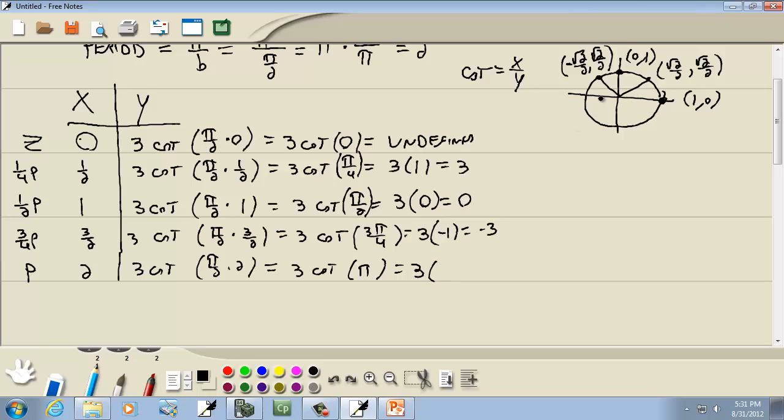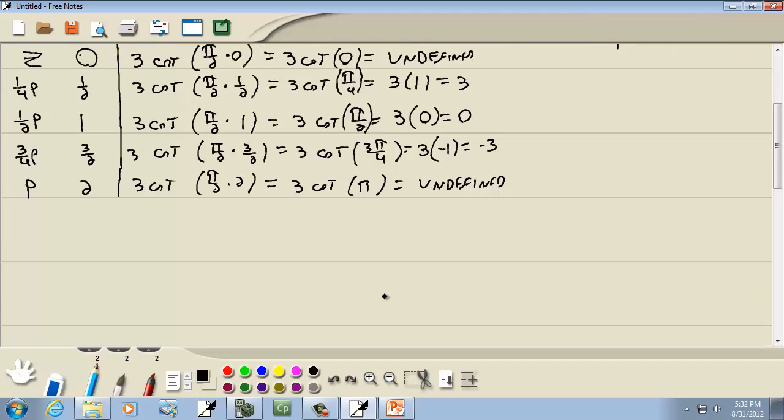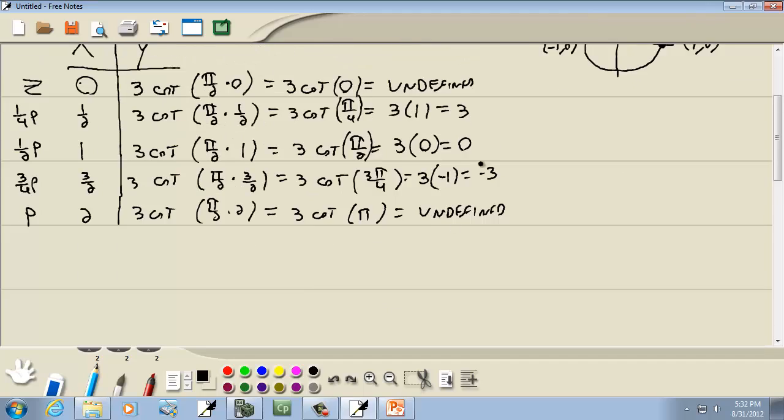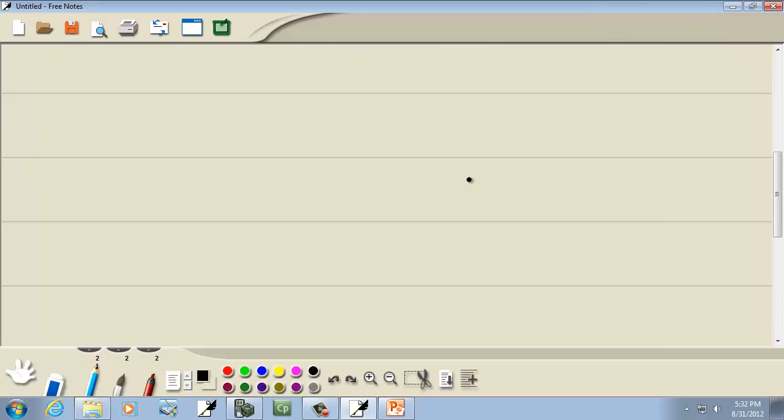And on this one, we're over here to pi, and we're back to the starting place, undefined. I guess I ought to erase that then. But the reason why is this is negative 1, 0, and x over y, we'd have negative 1 over 0, which gives us undefined. And that's actually all we need to graph it, because we have a general idea what they look like. So let's go plot these points. Now my period is 2, and then it goes up to 3 and down to negative 3. So keep that in mind.